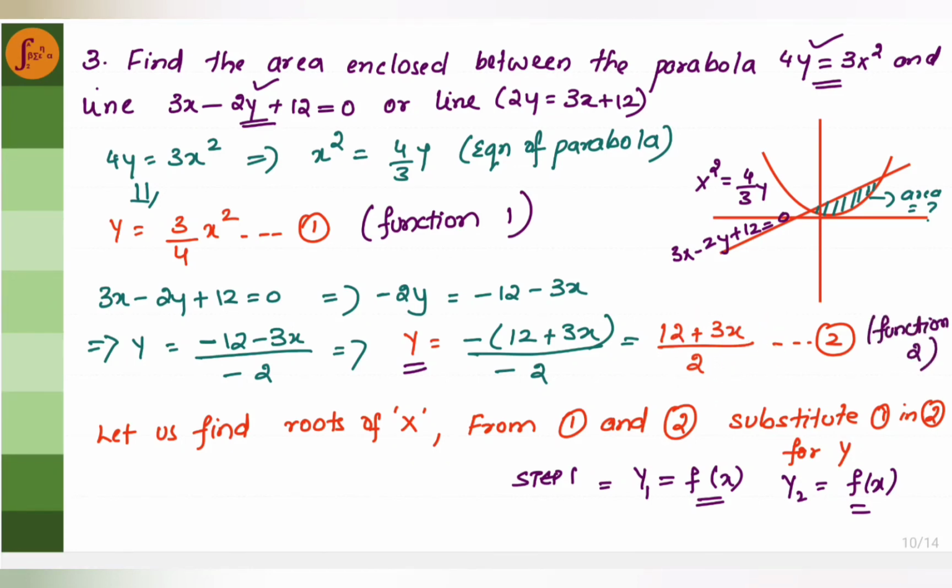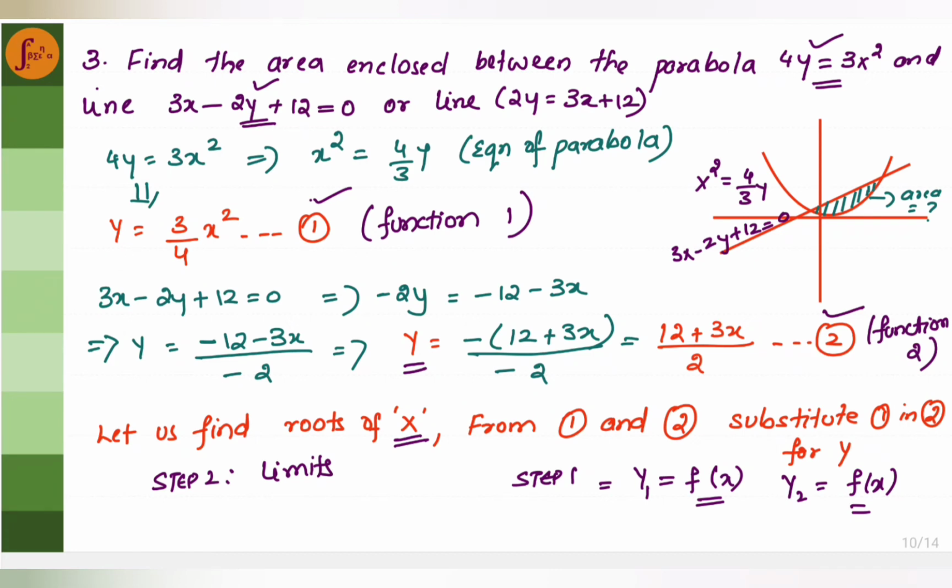Now, step 1 is completed. What is step 2? Step 2 is to get the limits. We have to get the limits for x. If we have to get the limits for x, then y needs to be eliminated. Now you have these two equations, this one and this one, right? Using these equations, we'll have to eliminate y.